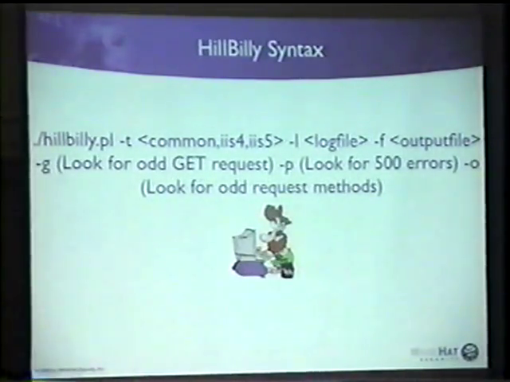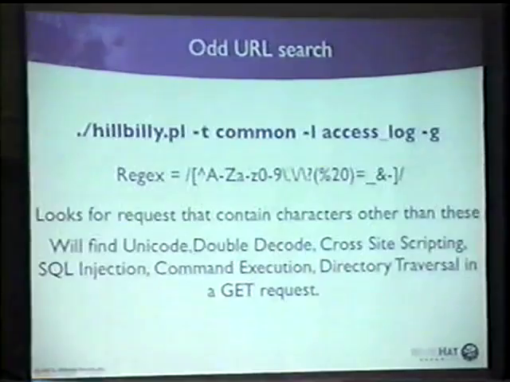So here's the nasty syntax, because I'm the worst Perl coder in the world. We have -D, what type of file it is; -L, the log file; -F, where I want my results to go; -G, to look for the odd GET request; -P, to look for 500 errors; and -O, to look for just the plain odd request methods.